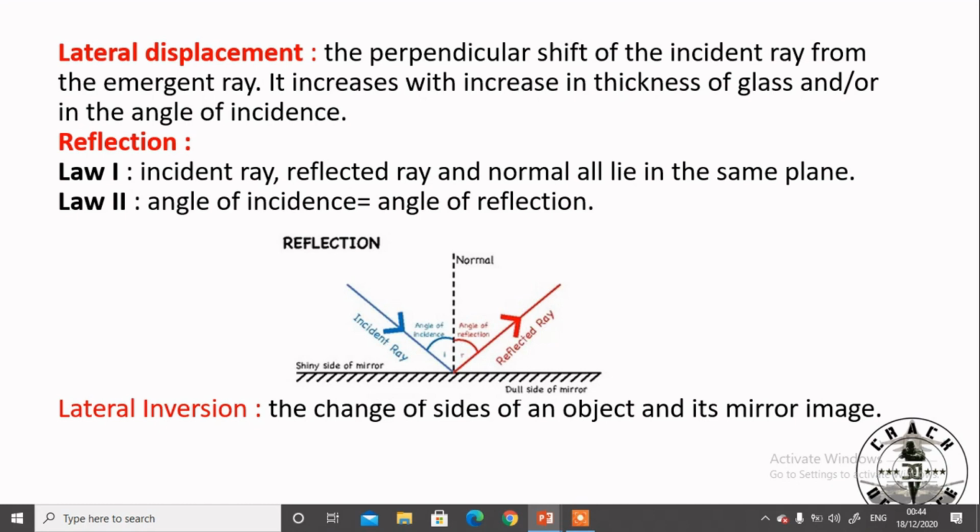There are two laws that need to be followed here. Law 1: the incident ray, reflected ray and normal all lie in the same plane. Law 2 says the angle of incidence and the angle of reflection are always equal. So this angle here, theta 1, and this angle here are going to be equal when the reflection happens. Now coming to lateral inversion: the change of the sides of an object and its mirror image is what lateral inversion is.